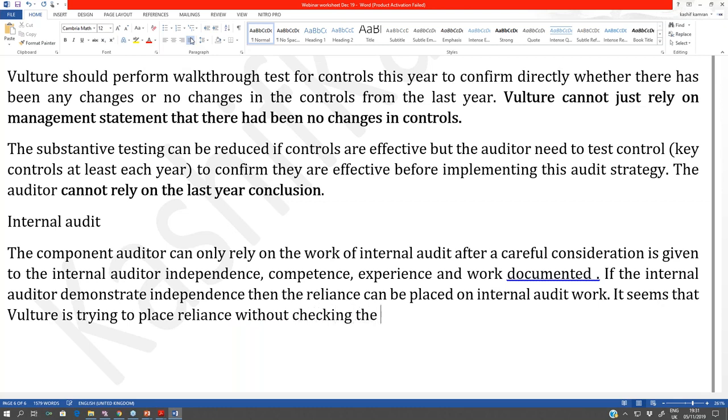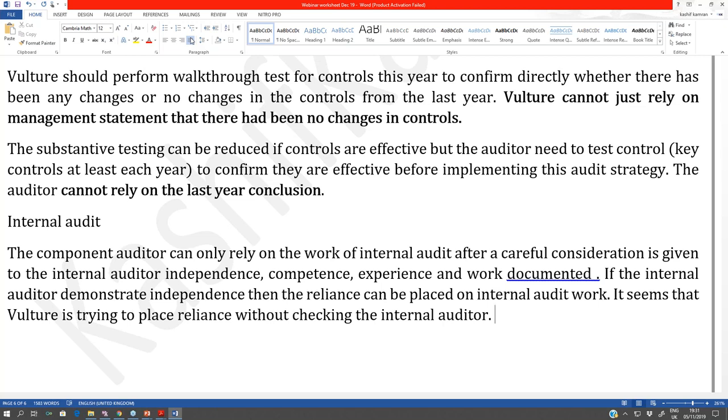checking the internal auditor. So can I just rely on the internal auditor without checking the internal auditor for his competence and experience and for his independence? It is like that Vulture is trying to rely on the internal auditor without even checking the internal auditor. So I think Vulture is placing a wrong reliance.